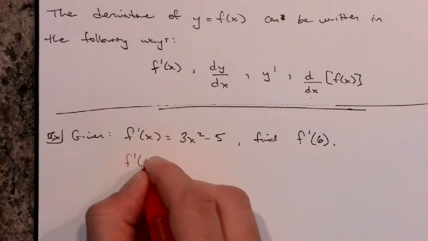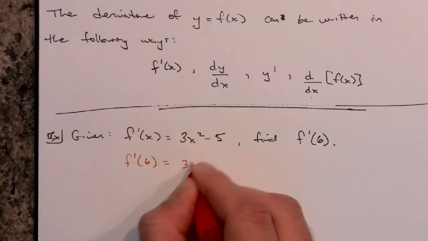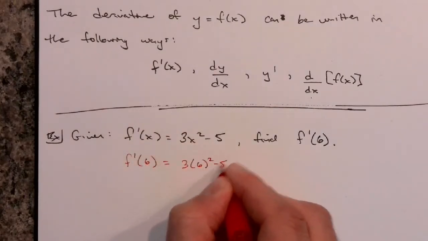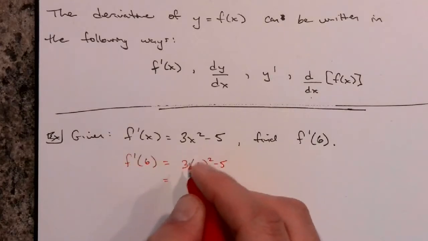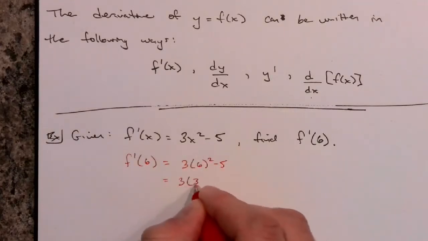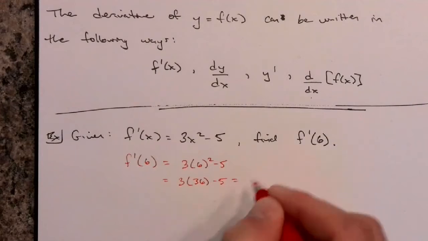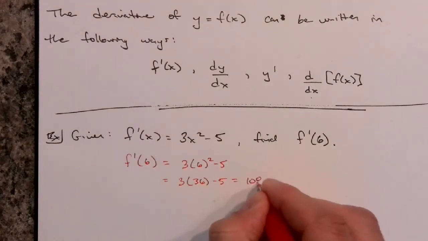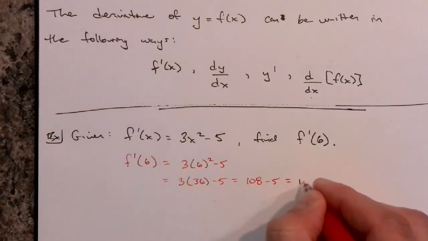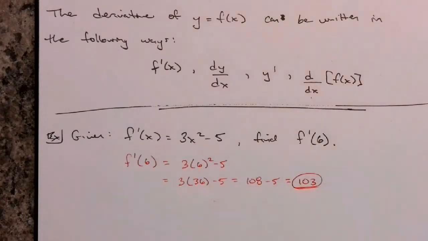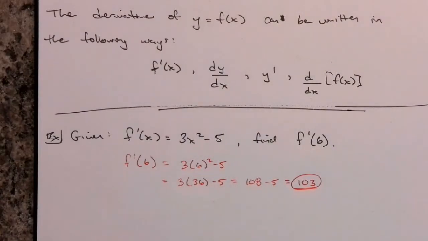So this would be f prime of 6, which is equal to 3 times 6 squared minus 5. Make sure you're following your order of operations. This would be 3 times 36 minus 5, which ends up being 108 minus 5, which equals 103. So if they give you the derivative and they're asking you to substitute in, this is one way they might ask you to do that.